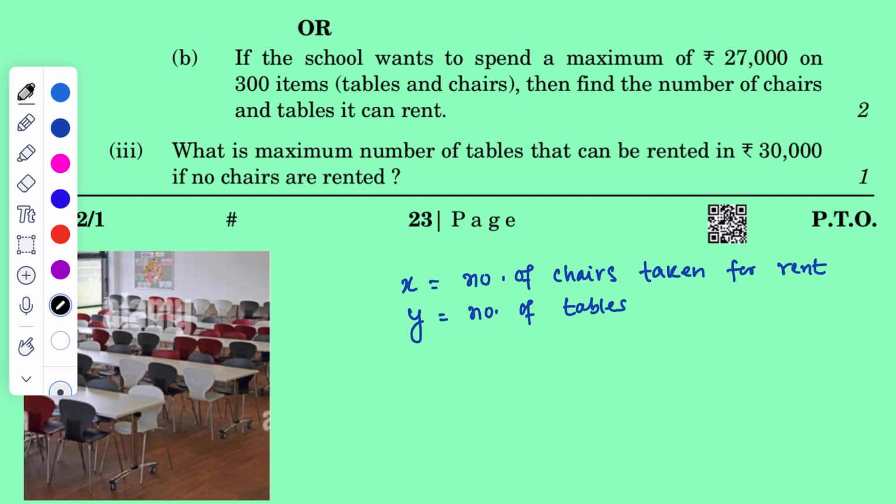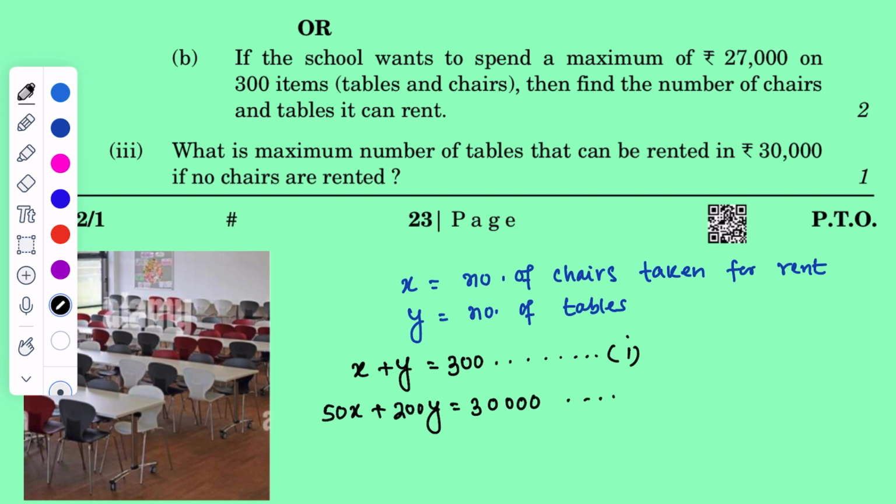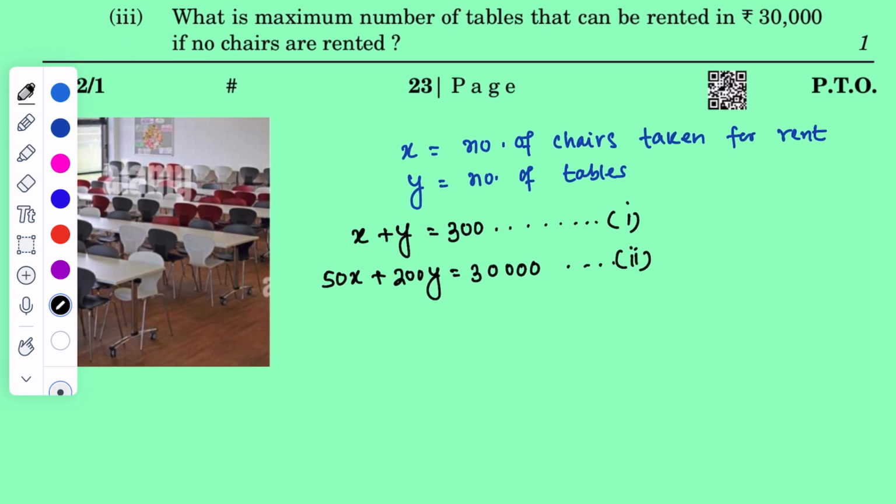And according to the question, x plus y is equal to 300. This is one equation. And another equation is 50x plus 200y is equal to 30,000 rupees, which they plan to spend. This is the second equation. Now we have to solve these linear equations. Suppose we try elimination; you will use the elimination method.